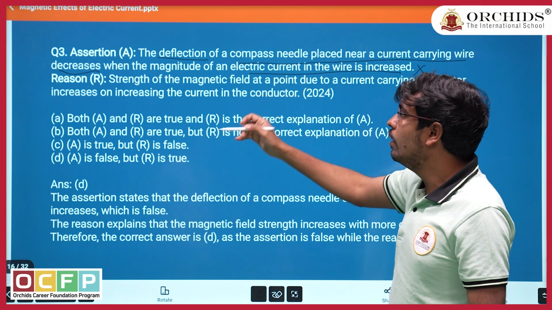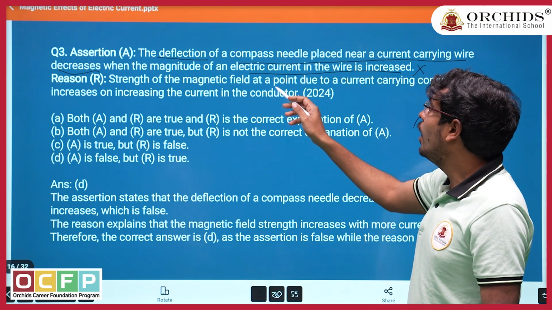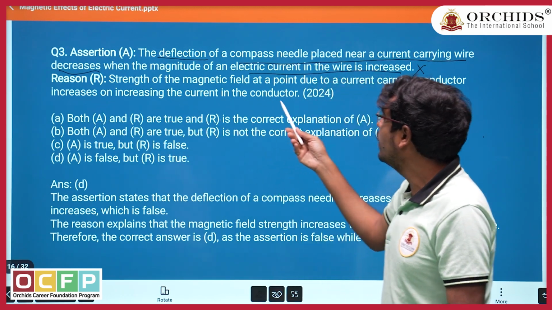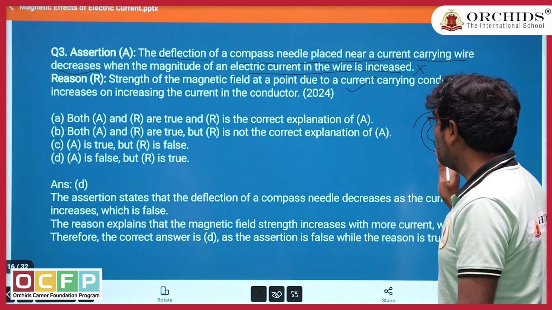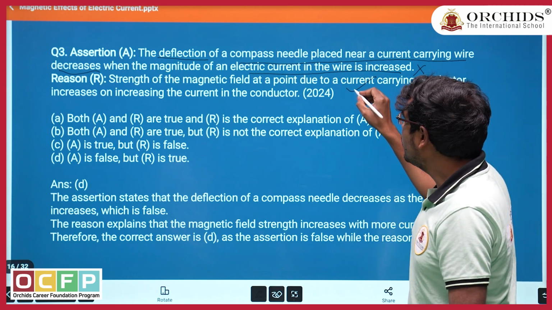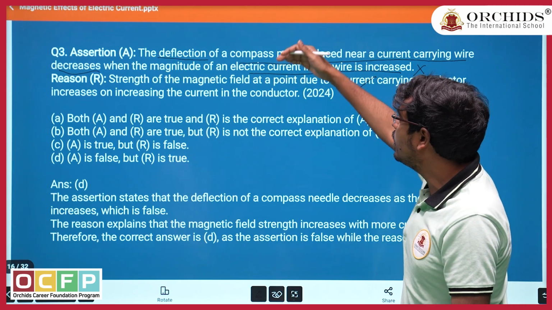Now come to the reason. The strength of the magnetic field at a point due to a current carrying conductor increases on increasing the current. Yes, this is correct, because more current will flow, then more magnetic field. So the second point is correct, the reason is correct, but the assertion is false.